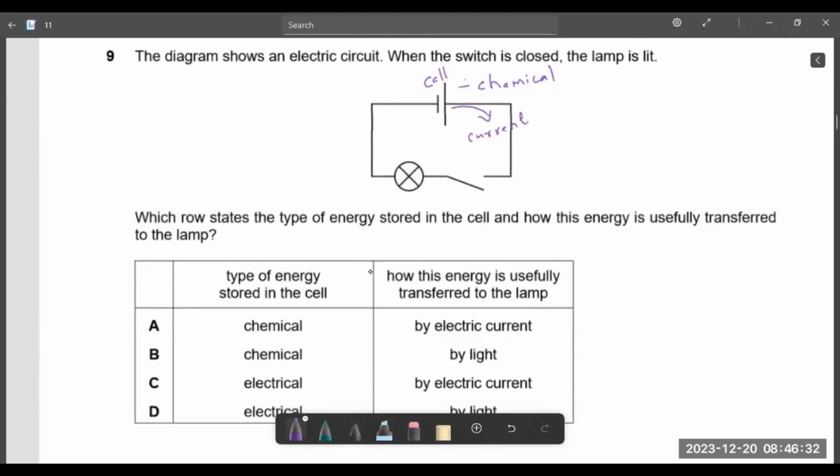So the type of energy stored in the cell is chemical energy, and this energy is usefully transferred to the lamp as current. And when this lamp is glowing, we get light. So the right choice here is A.